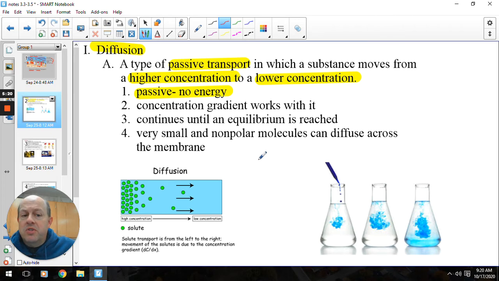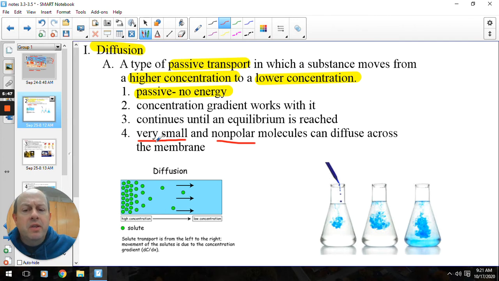What kind of molecules can diffuse? If you're really, really small, or if you are really nonpolar, that allows you to diffuse across the membrane. So something like oxygen is very nonpolar. Carbon dioxide would be very nonpolar, and so that can go across the membrane easily, because remember, the majority of the cell membrane is nonpolar from those fatty acid tails.